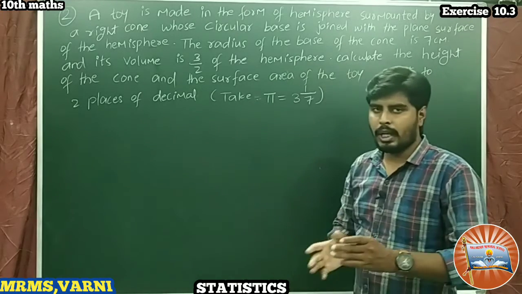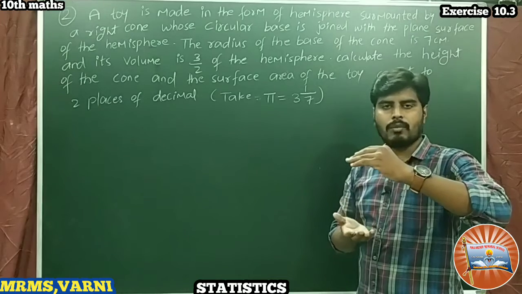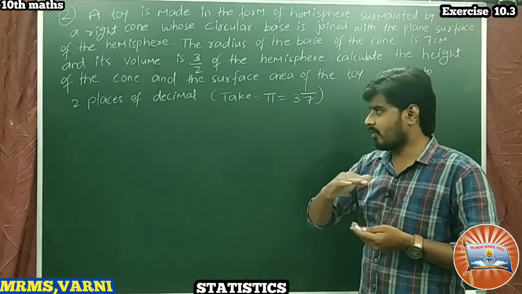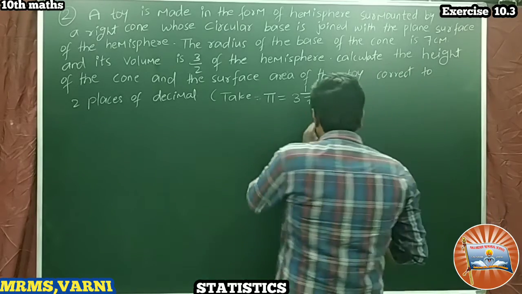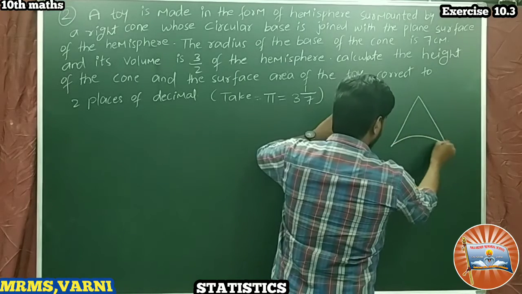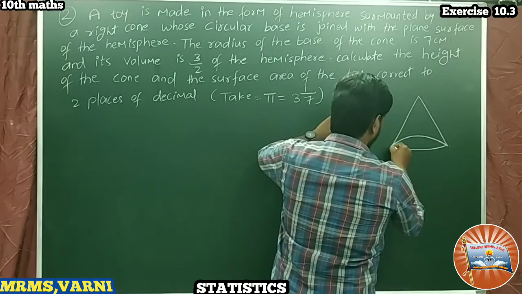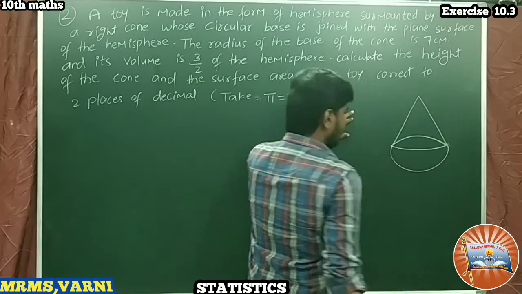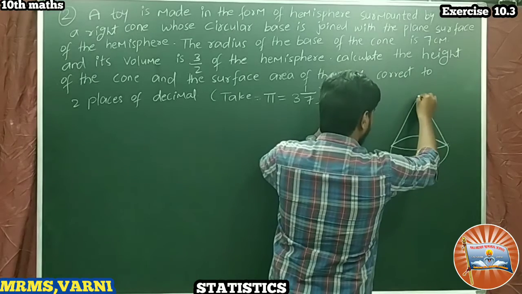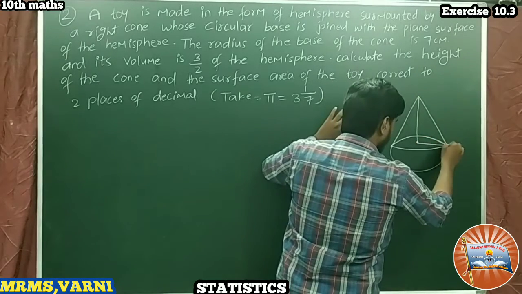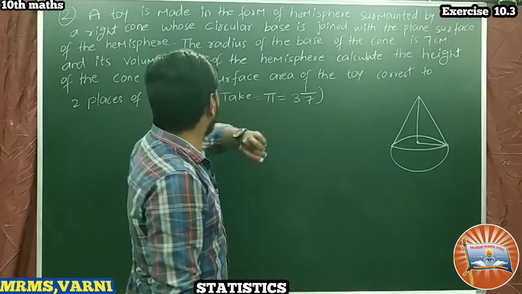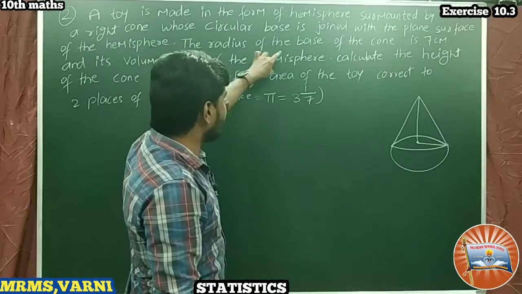So given a cone and a hemisphere, the circular bottom of the cone is joined with the hemisphere's flat surface. Okay, right. So look at here how the figure will be. This is the figure. So this is a cone, this is a hemisphere, this is the height of the cone. Okay, so what is the radius given? The radius of the base of the cone is 7 centimeters.